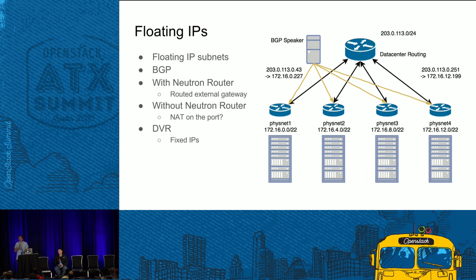Another tricky part is DVR, but we haven't completely worked that out. But routing into tenant networks with DVR will eventually work with the magic of BGP and all of that cool stuff. So that's all I have. I'd like to open it up for questions for the last 5 minutes or so.